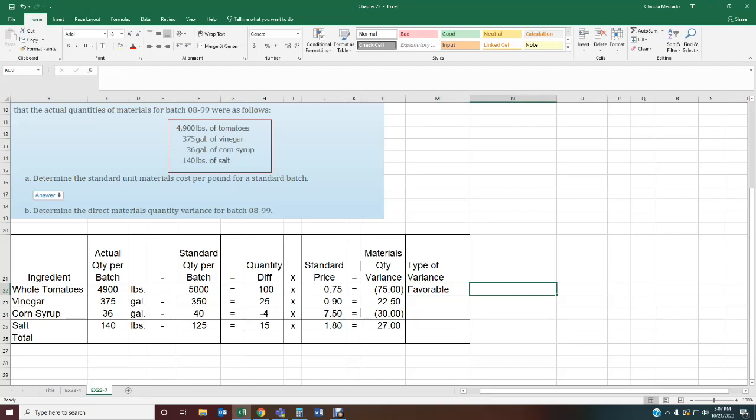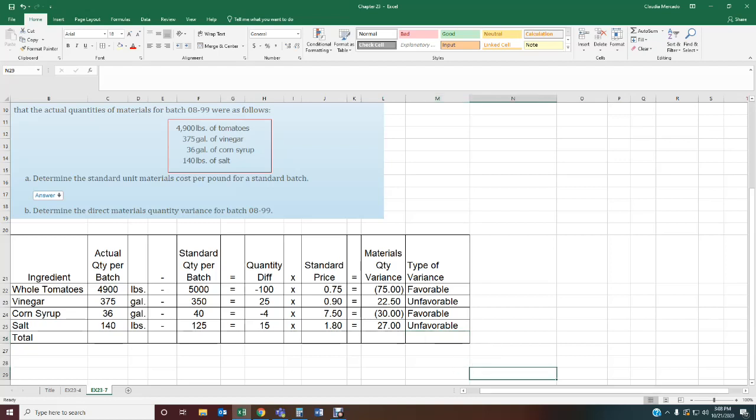For your vinegar, you anticipated using 350, you used 375 gallons. So you used more vinegar than you had anticipated. So that's a positive number. If it's a positive number, that is unfavorable. The corn syrup, you anticipated using 40 gallons, you only used 36. So you used less than what you had anticipated. That results in a negative materials quantity variance. That is a favorable variance. And then last but not least, we've got salt. We anticipated using 125 pounds of salt. We used 140. That resulted in a materials quantity variance of a positive 27. That is an unfavorable variance because we used more salt than what we had anticipated.